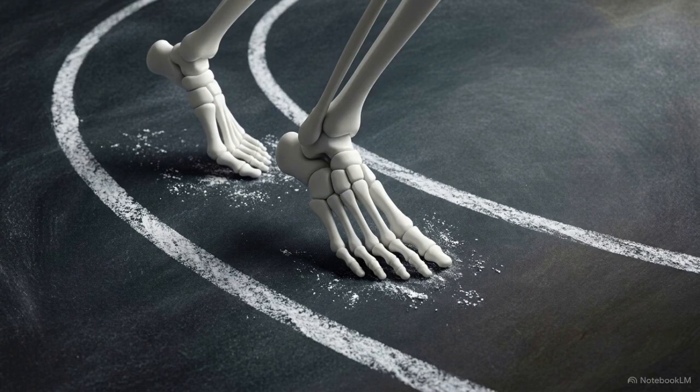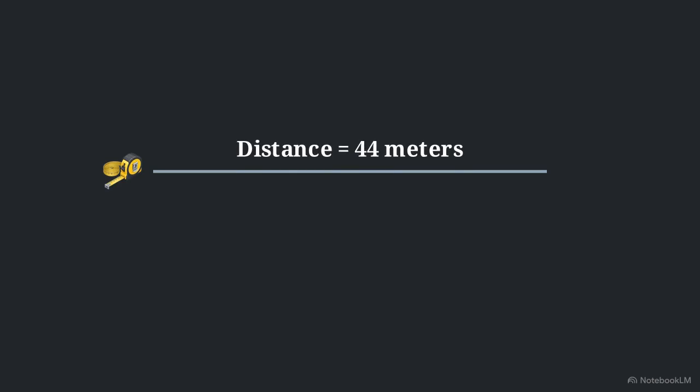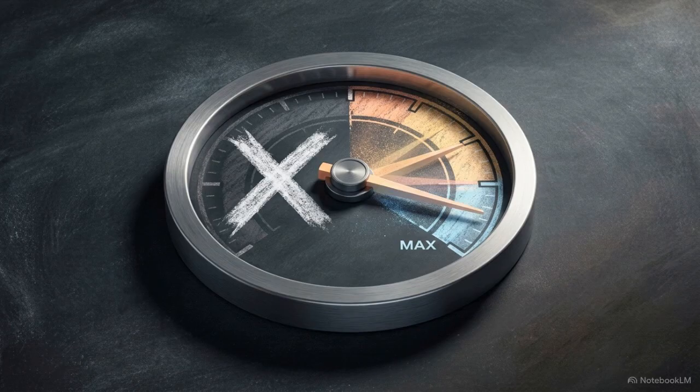Applying this scalar lens to the athlete on the track, we only care about the total accumulated path length. We execute the source math by calculating the circumference of the 7-meter radius circle, which unspools into a straight line to give us a total physical distance of roughly 44 meters. We complete the scalar calculation by dividing that 44-meter distance by the strict 20-second time limit, proving the calculation of 2.2 meters per second.